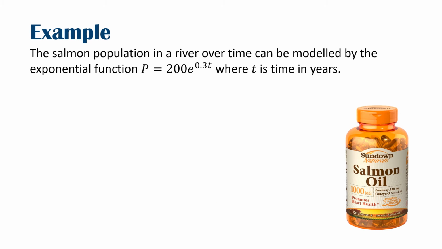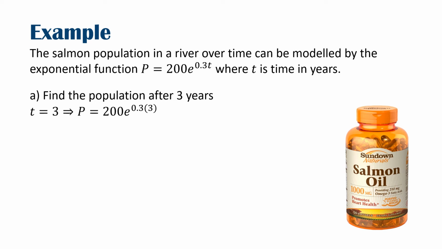Okay, so let's look at an example. We've got a population of salmon living in a river, and we can model that population using an exponential function, p equals 200e to the power of 0.3t, where t is time in years. All right, so that's our equation that we're going to use to model this particular population of salmon. What we need to first find out is, what is the population going to be after 3 years? Well, we know that t is time in years, so we can just substitute in 3 for t.